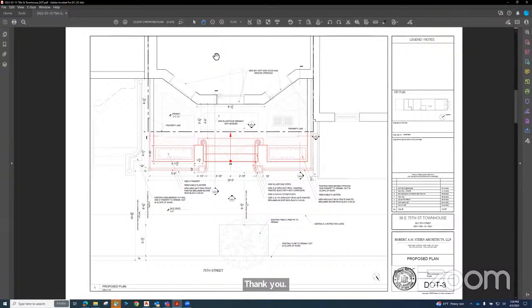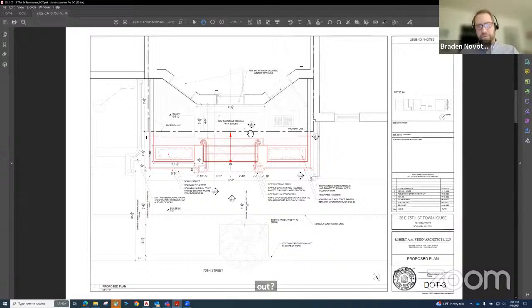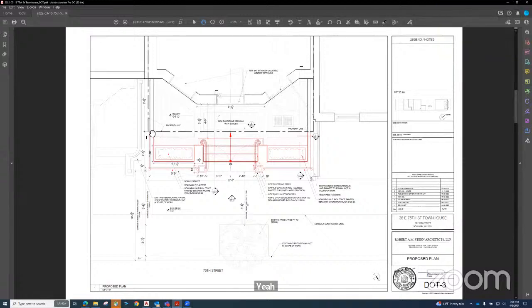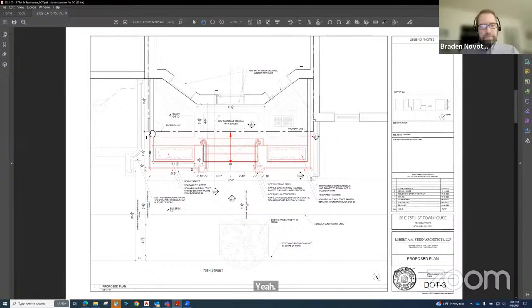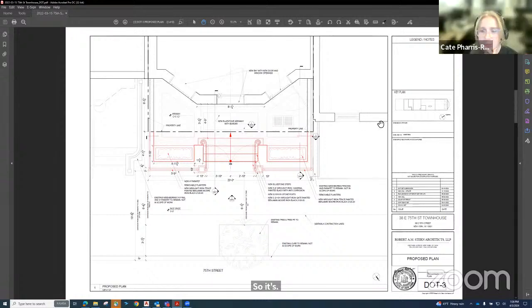Cos? Yeah, you're coming out 4 feet from the current line. How far out from the building line are you coming out? It's 4'7" from the building line, I assume what you're saying is the property line. Or is the question from the building itself? Yeah. Well, one of the buildings I see is sticking out further than your current building line. Is that true? Yes.